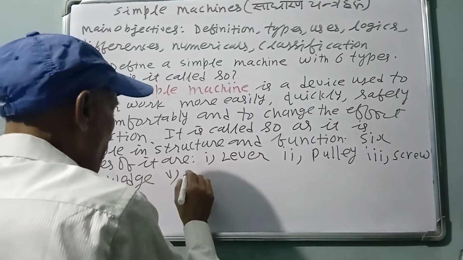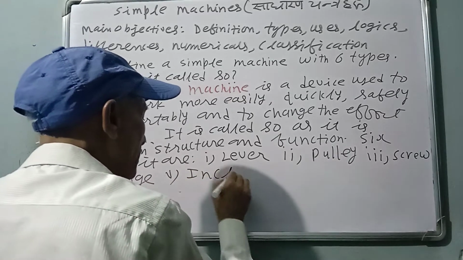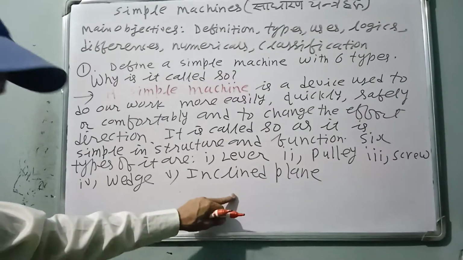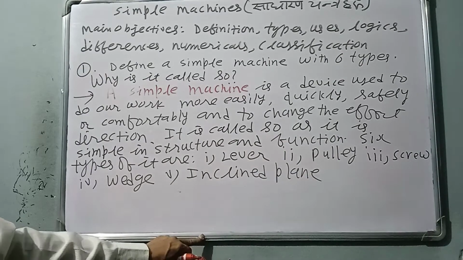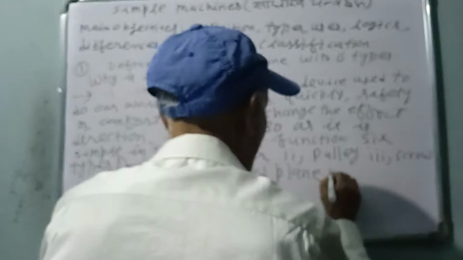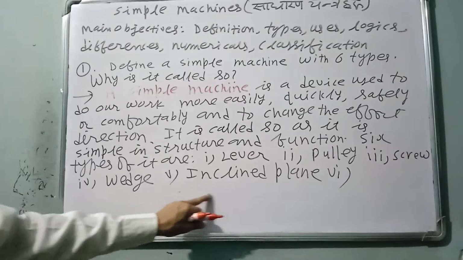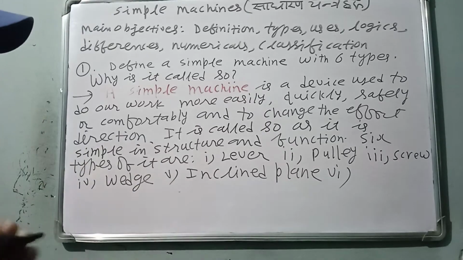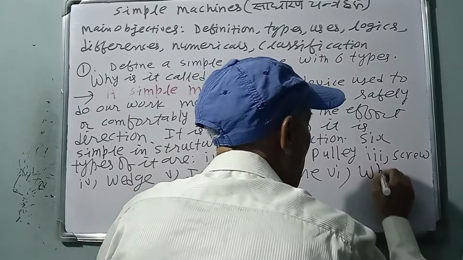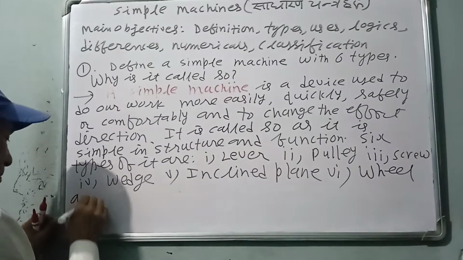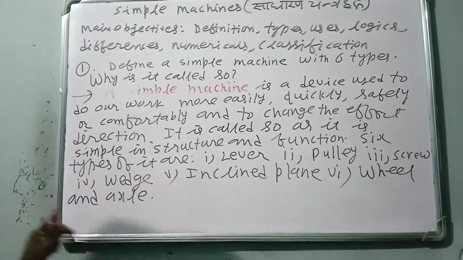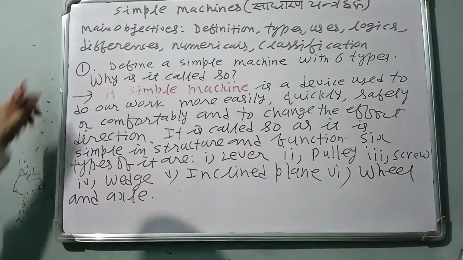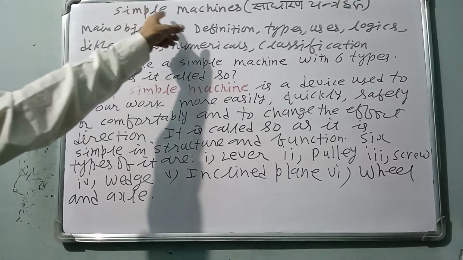Number 5 is inclined plane. Any slopy or slanting surface which is used to change the effort direction is called inclined plane. That means it is a slopy surface which is used to lift the load more easily. Another is wheel and axle. It has 2 coaxial cylinders of different diameters.